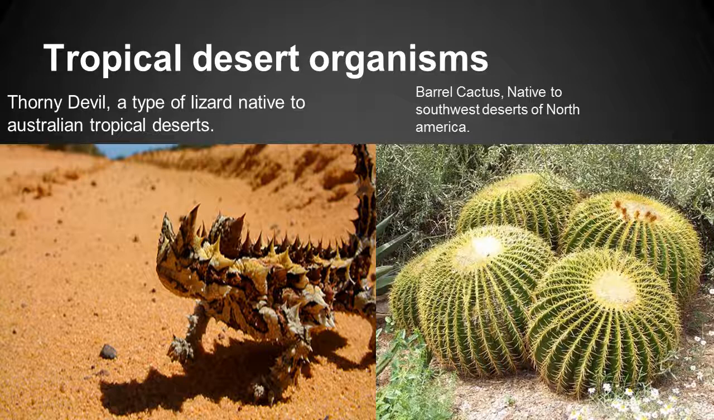The barrel cactus is a type of plant that lives in the tropical desert. They have sharp thorns to keep animals away, and its roots are spread out far to collect rainfall. They can also store water inside them for future use.